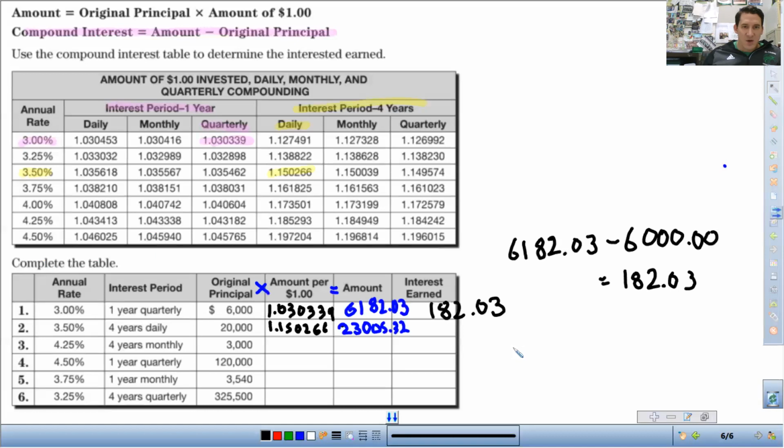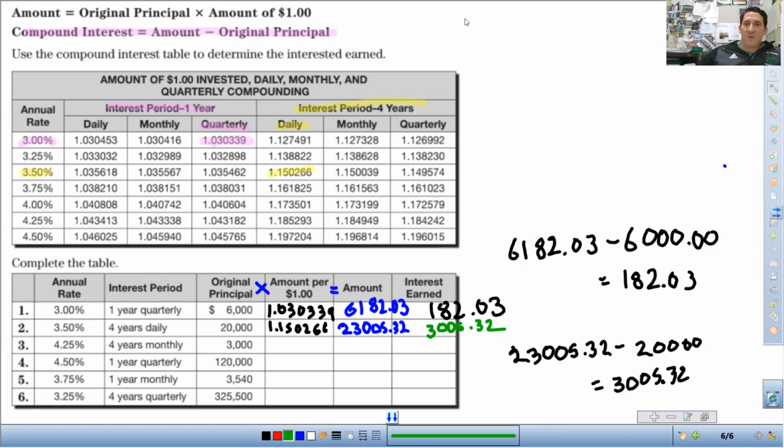Again, you take that amount, $23,005.32, and subtract the original principal, and that comes out to $3,005.32. I'm going to actually write it here because it's all bleeding together. So $3,005.32. That'll do it for today.